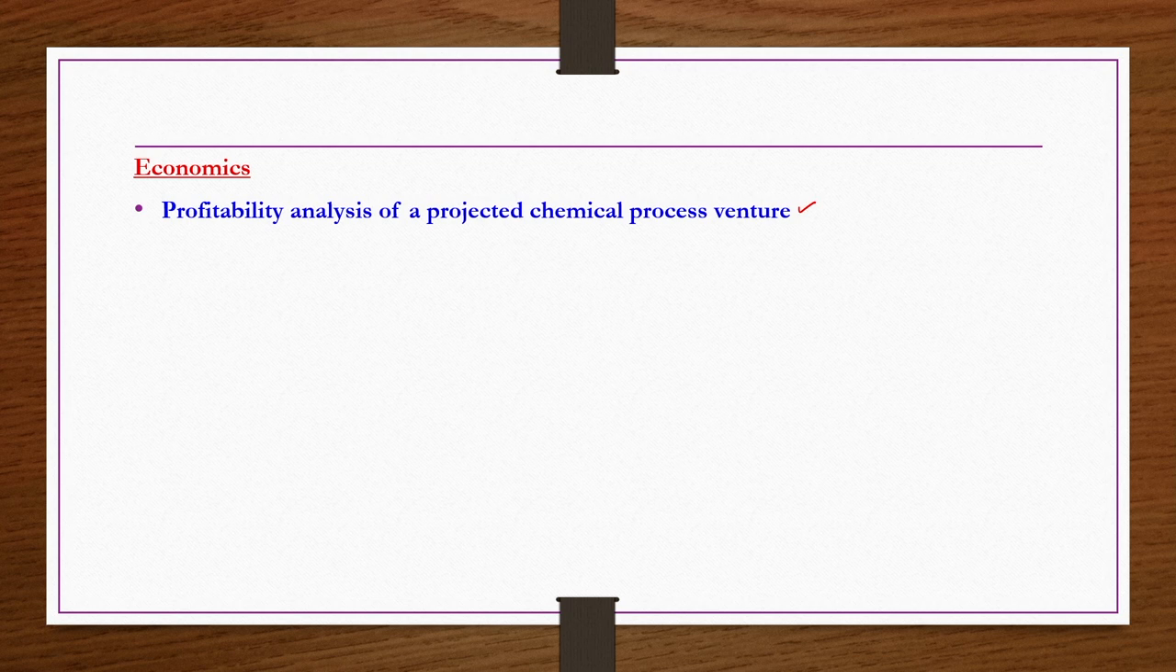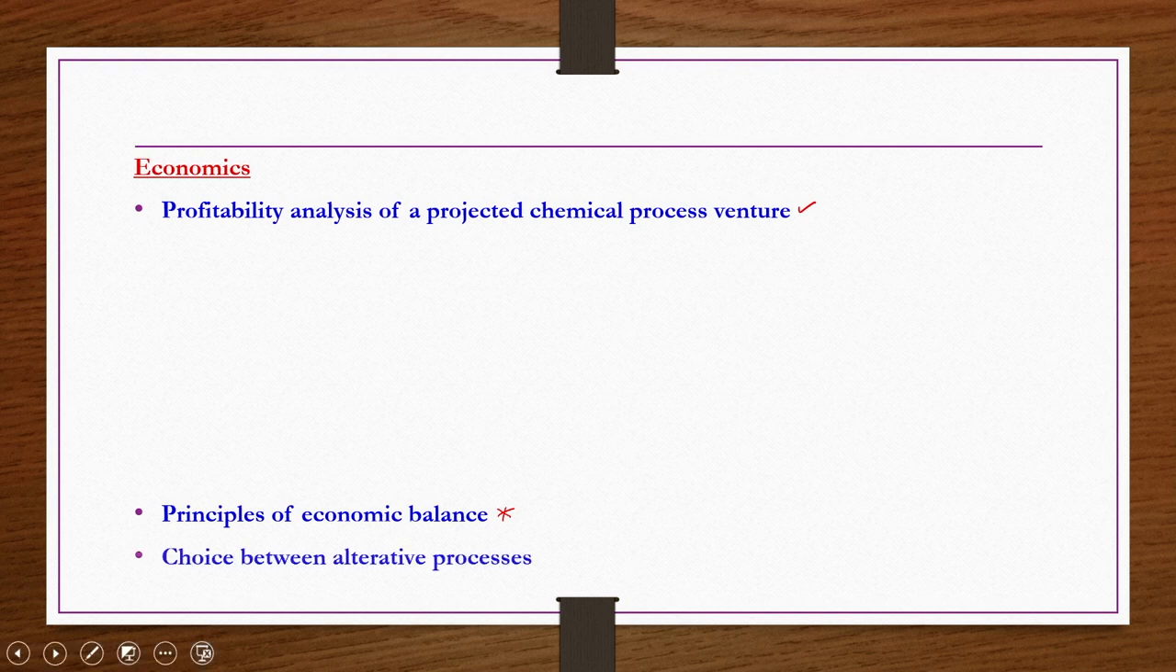Finally, economics, which we see before winding up today's class. Profitability analysis of a projected chemical process venture is very much essential. That one can do if you have some basic knowledge about economics. Then principles of economic balance are also required. Under this category, there are other things like choice between alternative processes. All these three things are essential from the economics point of view.